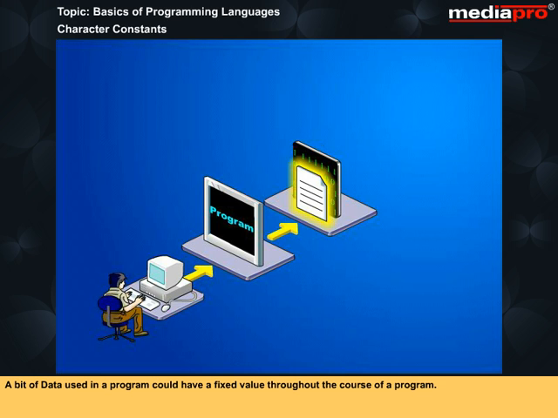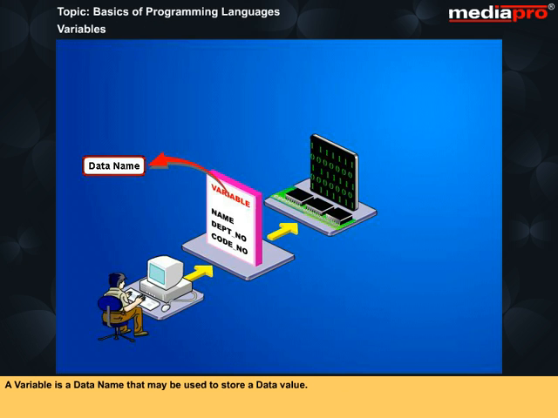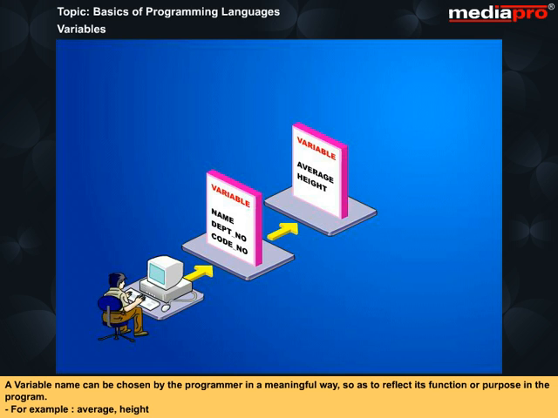A bit of data used in a program could have a fixed value throughout the course of a program. Constants and variables help us in maintaining fixed as well as variable data. A variable is a data name that may be used to store a data value. Unlike constants that remain unchanged during the execution of the program, a variable may take different values during execution. A variable name can be chosen by the programmer in a meaningful way so as to reflect its function or purpose in the program. For example, average, height.